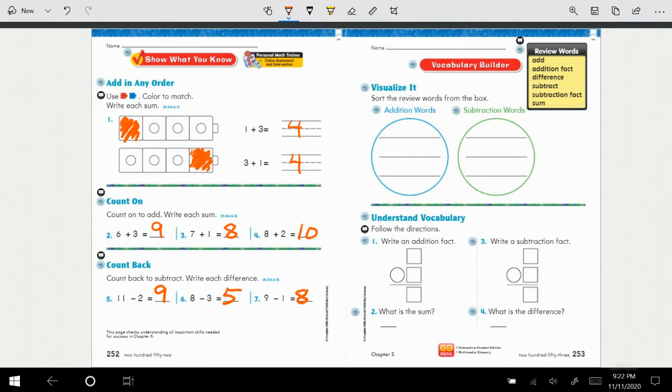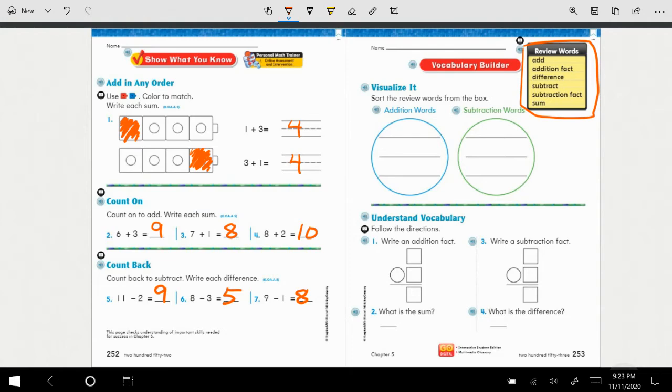Okay. Now we're going to move over to the vocabulary. Let's look up in the yellow box. We have our review words. These are all words we've worked with before and which are very, very important for us to understand as we go into chapter 5. Okay, we need to be able to tell the difference between addition and subtraction. So if we're going to be doing addition, we better know which words we need. If we're going to be doing subtraction, we need to know which words we need.